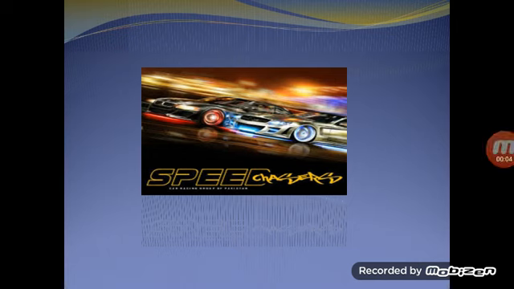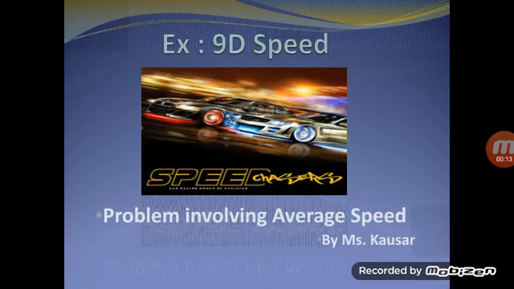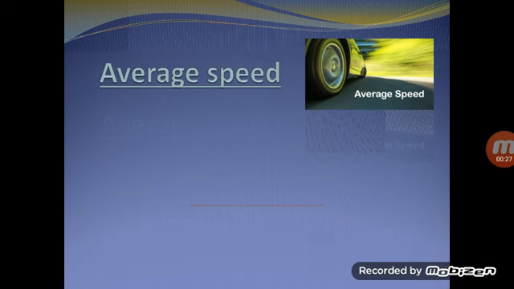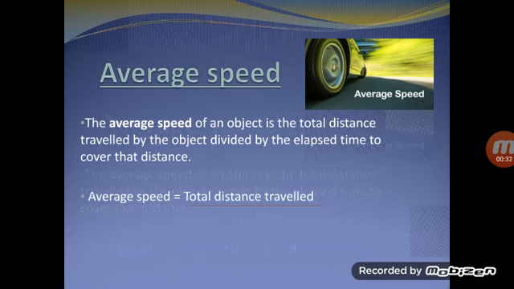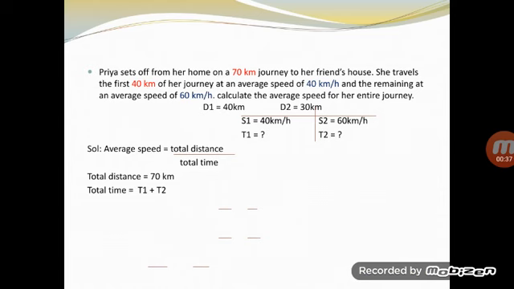A couple of lessons ago we started the topic of speed, and today we will proceed with it, in which we will explain how to solve problems involving average speed. In real life, it is unlikely for an object to travel at the same speed throughout its journey. For that reason we are going to find out average speed. The average speed of an object is defined as the total distance traveled by the object per unit time, and hence we can conclude that average speed equals total distance traveled divided by total time taken.